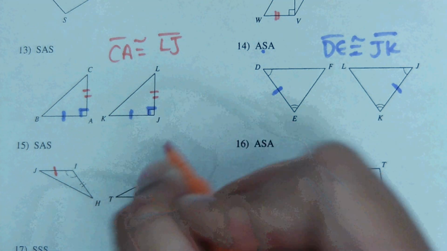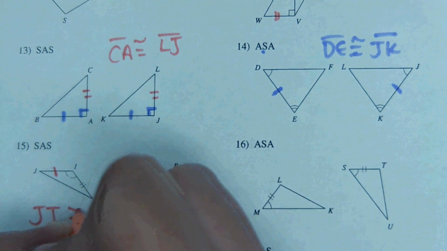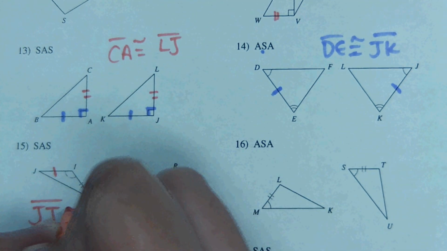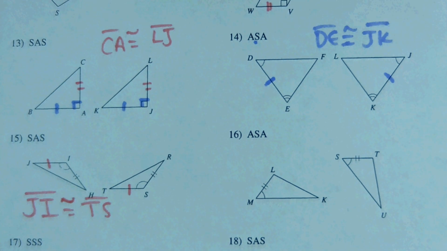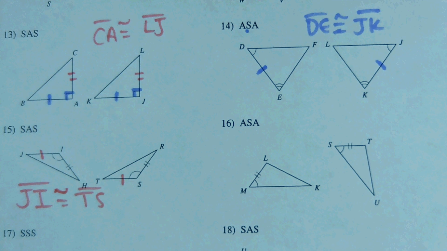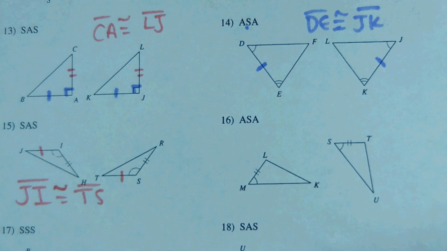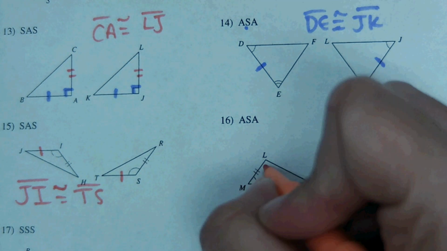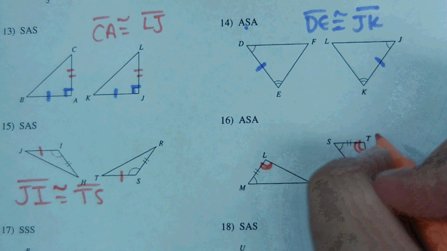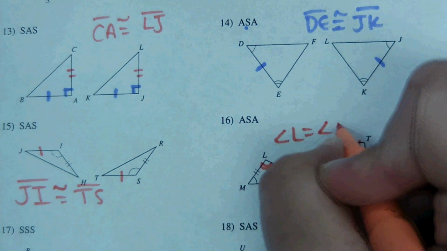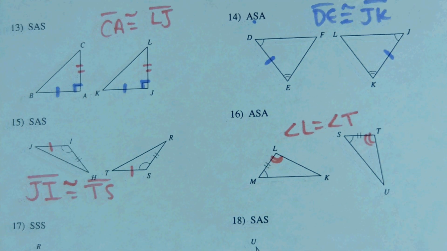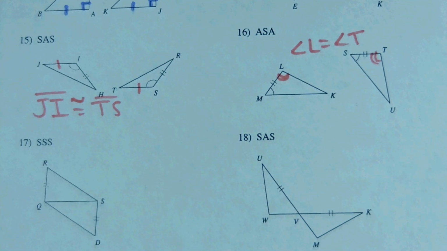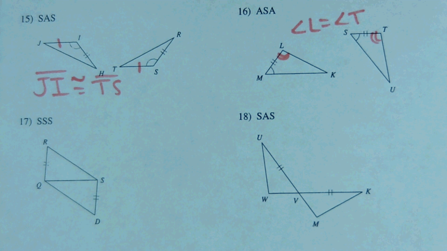Side, angle, side. We have side, angle, side, angle. The side would be this one equal to this one. So we need to know that JI is congruent to TS. 16, angle, side, angle. We have angle, side, angle, side. We need to know that this angle is equal to this one. So angle L equal to angle T.